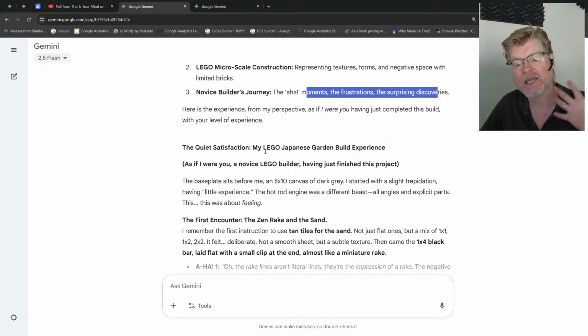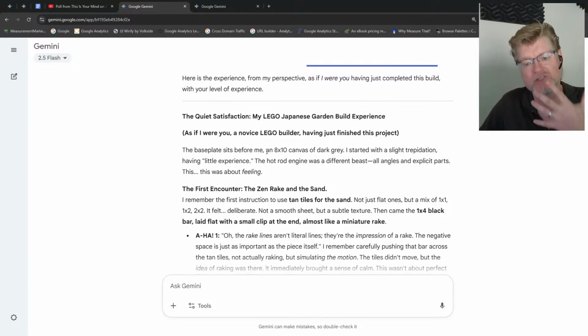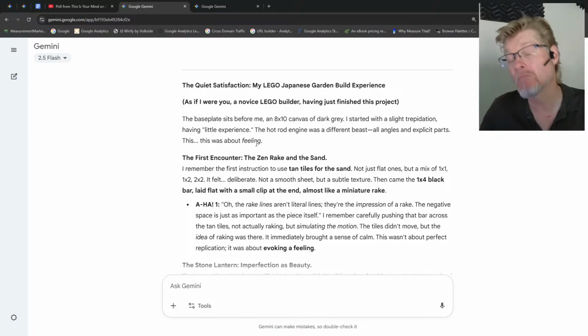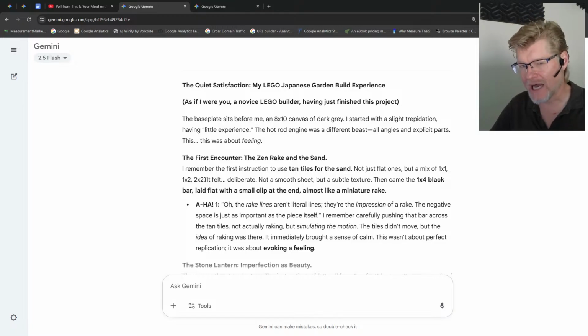This is a new Lego building experience for somebody who is very new, myself here, as Lego. So the base sits before me, 8x10 canvas, a dark gray, start with slight trepidation, having little experience. The hot rod engine was a different beast, all the angles and parts. This is about a feeling, which is true. Japanese garden, I would imagine, is. So the Zen rake in the sand. I remember the first instruction, 10 tiles for the sand. Not just flat ones, but a mixture of 1x1, 1x2, 2x2. So now I'm already getting the recipe.